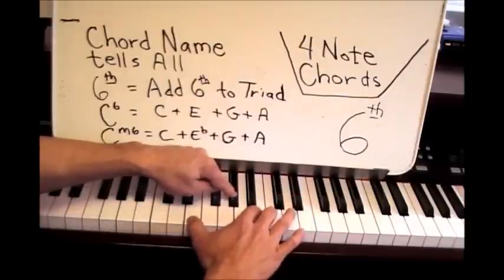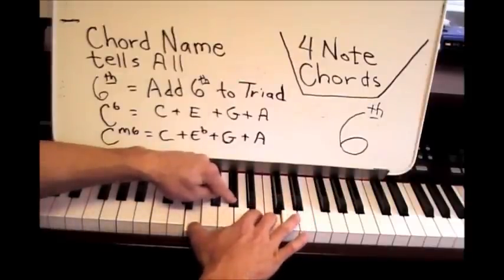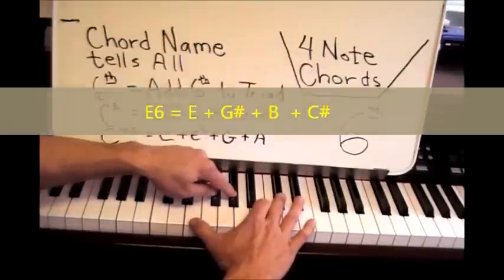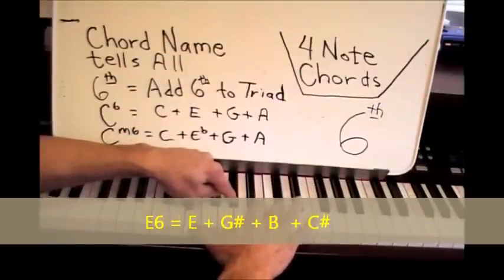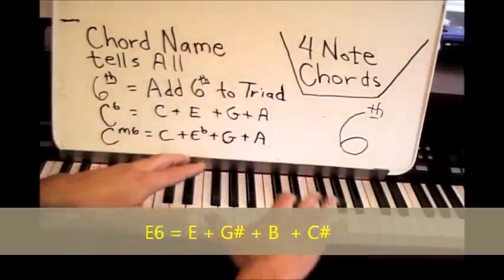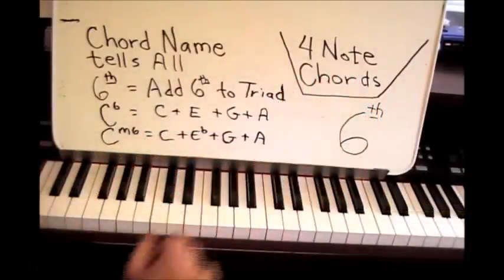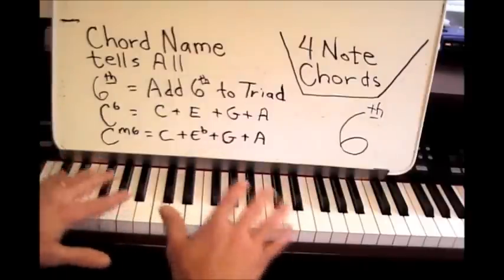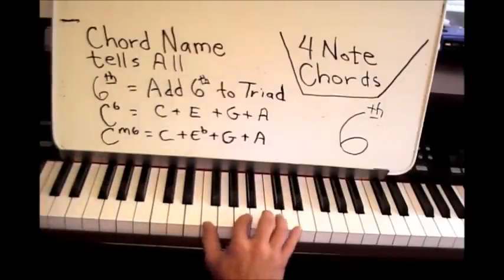Here's the incorrect version, what it sounds like. And you can hear that that's not clean at all. And then here's the correct version. And while there's dissonance there, it cleans it up a lot. So just be careful when you're building your sixth. Start with the major triad, then add your sixth a whole step away.